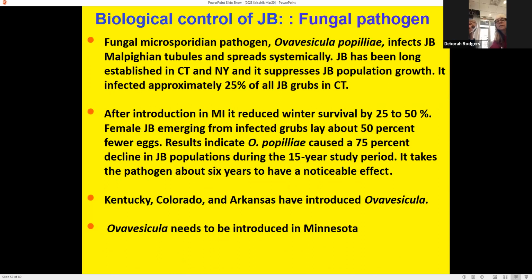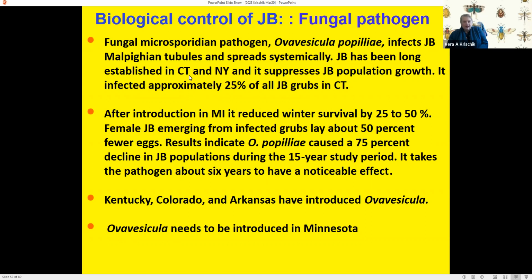So I've been working on a research program the last 2 years on a soil-inhabiting pathogen called Ovavesicula popilliae. Now, the Japanese beetle's name is Popillia japonica. When we see the species name in a scientific name, we know this is a specialist. So this fungus only attacks Japanese beetle.